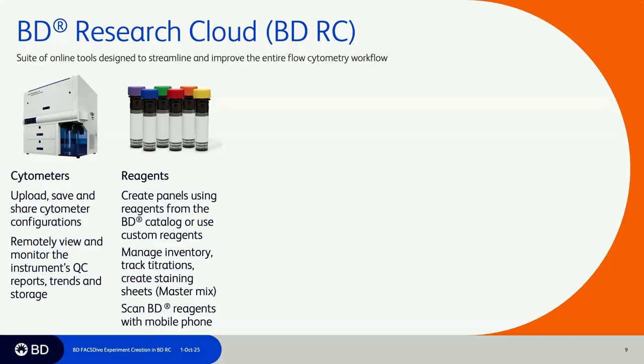You can also use your mobile phone with BD Research Cloud to open up your camera and scan the QR codes that are located on the BD reagent vials. So scanning that code will give you access to the reagent's information, where you keep it in your lab, so the lab location, which fridge, which box. You'll quickly be able to access its titration information and quickly add it or update the inventory. So if you've run out, you can add it to your wish list. Or if you've just received an order, you can scan it to enter it into your inventory to make sure everything's up to date.